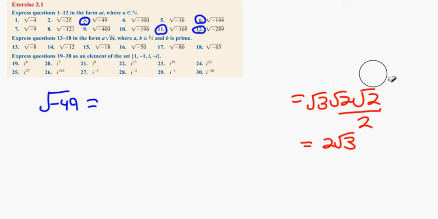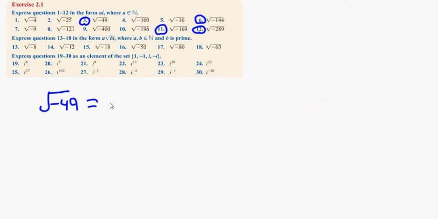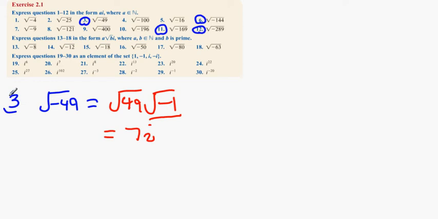Now, with root 49, what we can do with all of these is separate out root 49 by root minus 1. When you multiply the two of these, you get the square root of minus 49. Root 49 is 7, and the square root of minus 1 is i. So the answer here is 7i. This is question 3. Likewise for question 6, we're writing the form ai. 7i is the answer.